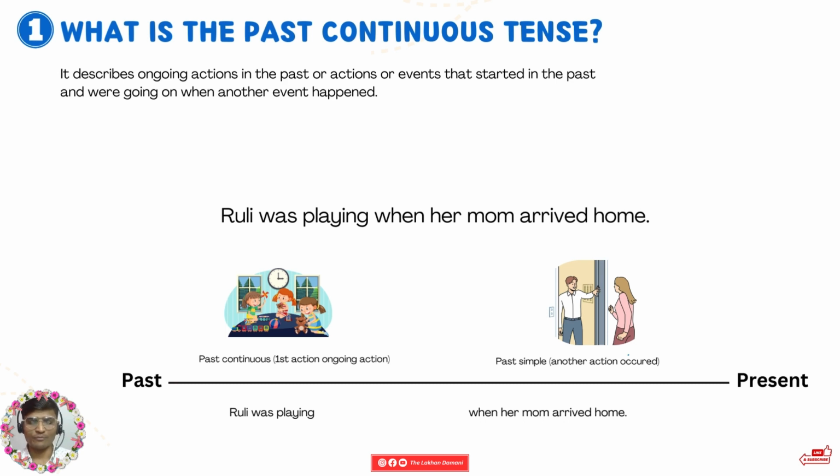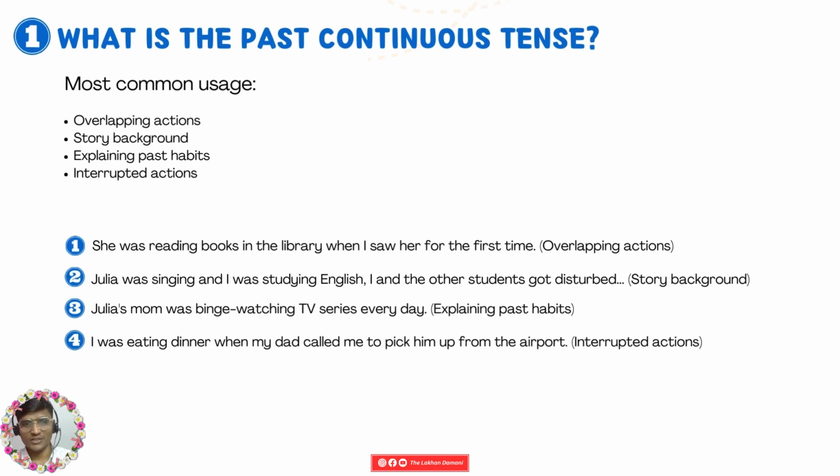Let me take you to another page that's going to be really fascinating for you. As we discuss overlapping: she was reading books in the library when I saw her the first time. So this action is showing simultaneousness. Actions were happening at the same time. She was reading, and at that time I saw her. So that's something at the same time. That's what we can call, in English, an overlapping action.